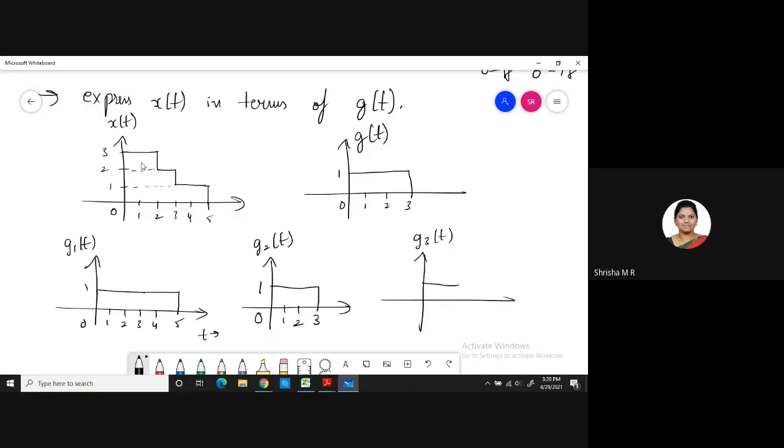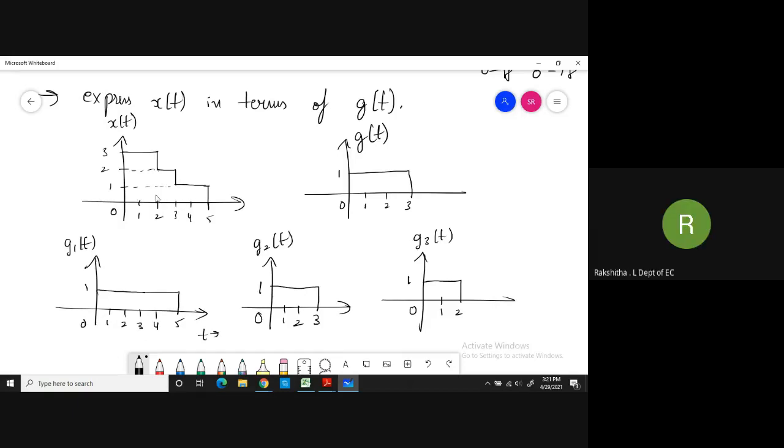Okay, so we have divided x of t into three signals. We have sliced it horizontally and we are expressing it in terms of 3 signals, g1 of t, g2 of t and g3 of t. This one extends from 0 to 2 with an amplitude of 1. I can split x of t into g1 of t, g2 of t and g3 of t. This part from 0 to 5, 3, 4, 5, this is g1 of t.